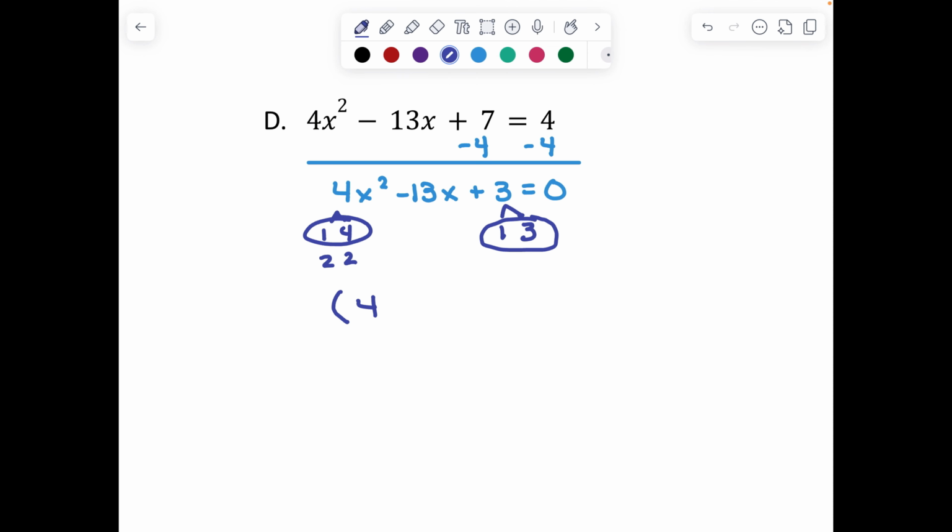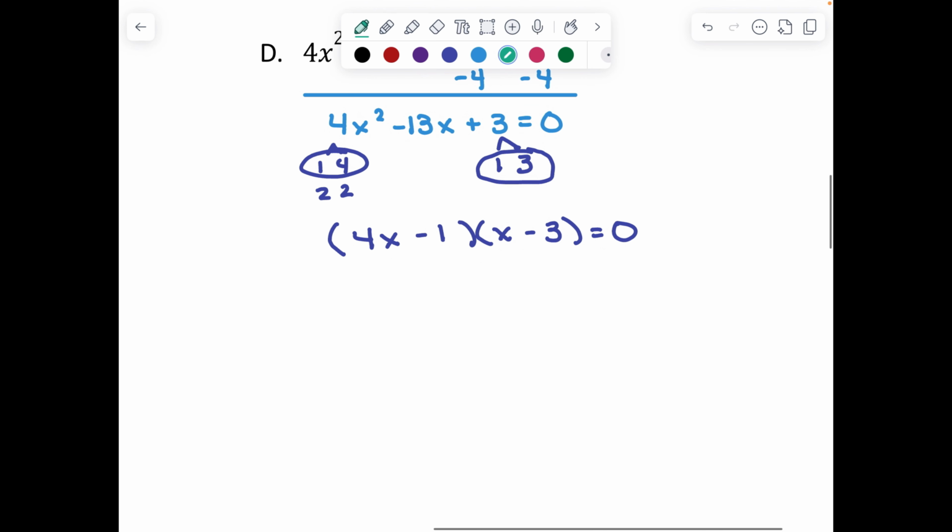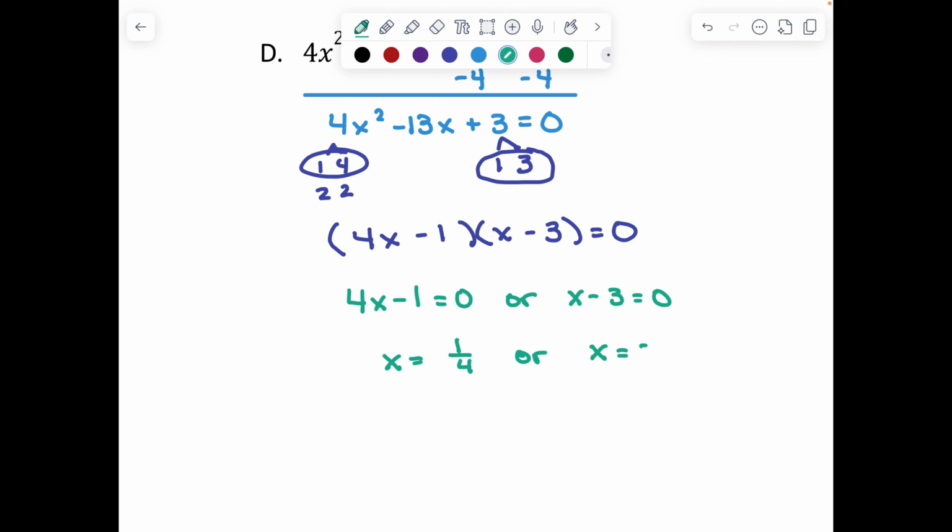So I go ahead and set this up. I do 4x, x. 4 has to be multiplied by our 3, so it goes in the opposite set of parentheses, both subtraction, set it equal to 0. Now that I have my a and b, I'm just going to set each of those equal to 0, so I have 4x minus 1 equals 0, or x minus 3 equals 0. This here will give me x equals 1 over 4, or x equals 3.